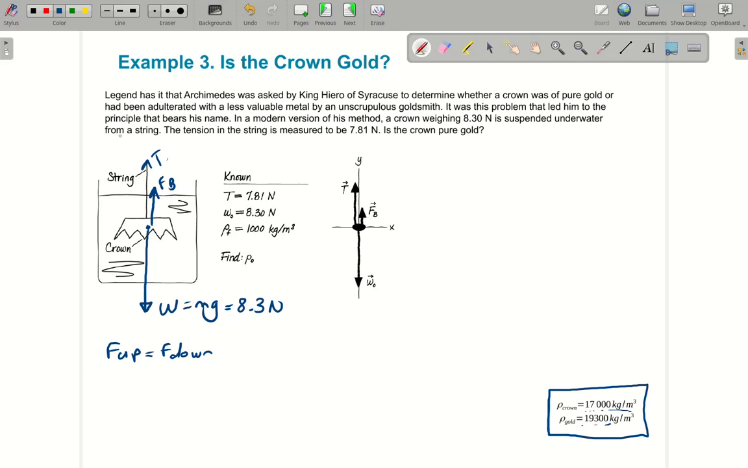Alright, suspended under the water with a string. The tension in the string is measured to be 7.81 newtons. Is the crown gold? Again, we're going to find the density of the crown and compare it to gold. Now, how can I find the density of the crown? Using its weight, I can find the mass of the crown, right? From here, I would say mass is equal to weight divided by g.